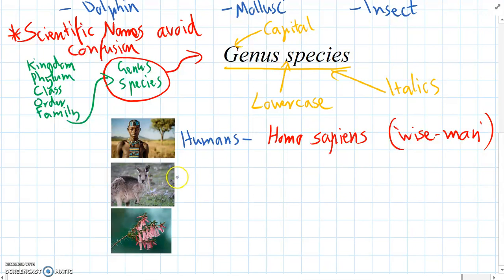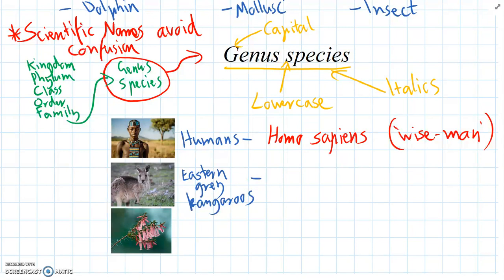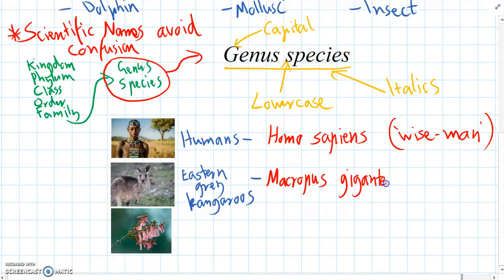Next we have an Eastern Grey Kangaroo. These kangaroos live all around Eastern Australia. You might see them around Victoria too. Their scientific name is Macropus giganteus. It's made up of the genus and the species name.